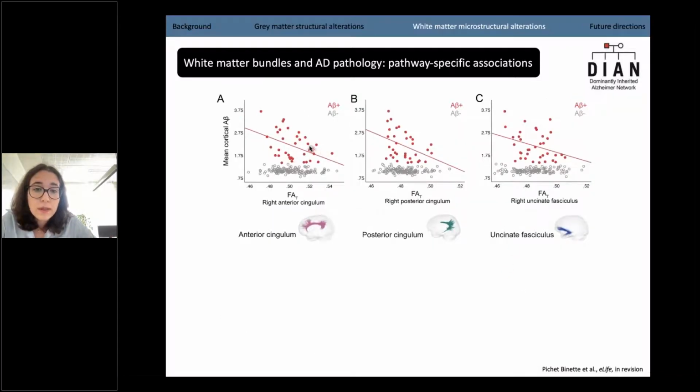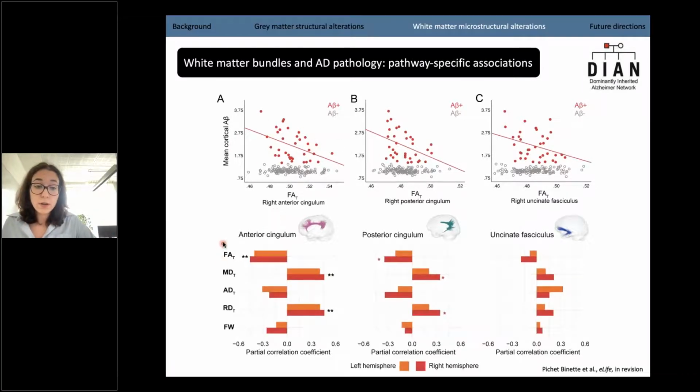You see an example of the data here, looking at fractional anisotropy on the x-axis, and the y-axis represents the global score of amyloid. And it's already very clear that it is really in those participants who are amyloid positive that we see an association between the microstructure of the different bundles and the amount of pathology in the brain. And we repeat these analyses for all our measures of interest, which are shown on the y-axis, and the bar graphs now represent the strength of the correlation coefficient.